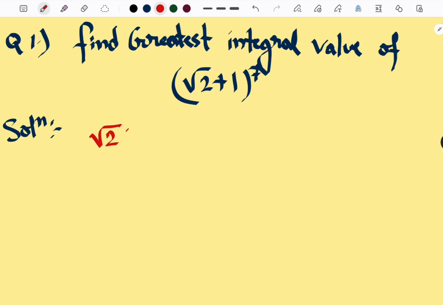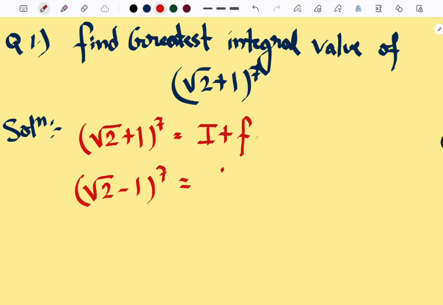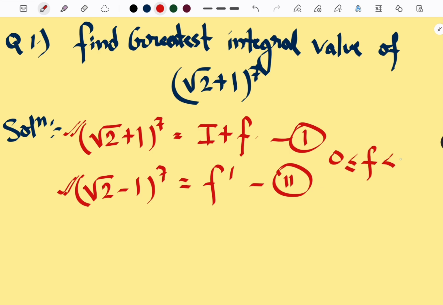What did I say? (√2 + 1)^7 must be considered as having some integral part and some fractional part. Now if this is the case, then (√2 − 1)^7 shall be considered as f dash. Why? I said in the steps that if √p + q or p + √q is given, then √p − q or q − √p shall be considered as another value. So this is equation 1, this is equation 2. Now we know that a fractional part always lies from 0 to 1, and √2 − 1, since √2 is what?